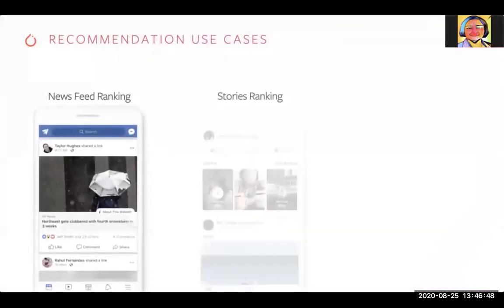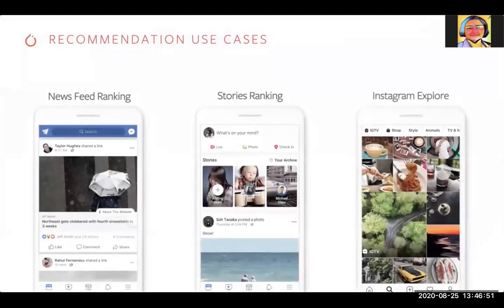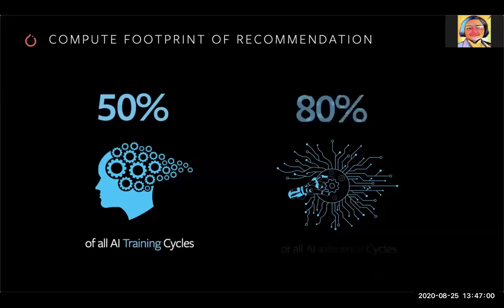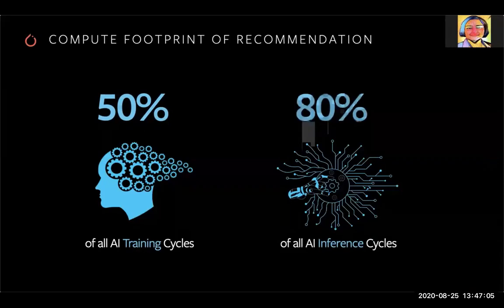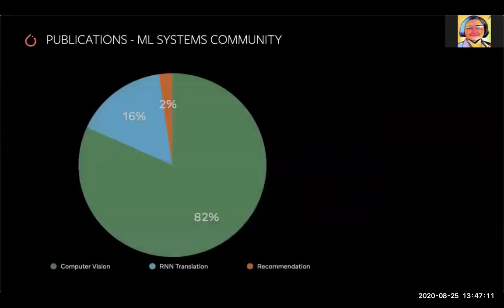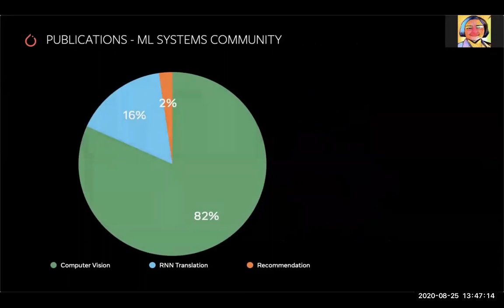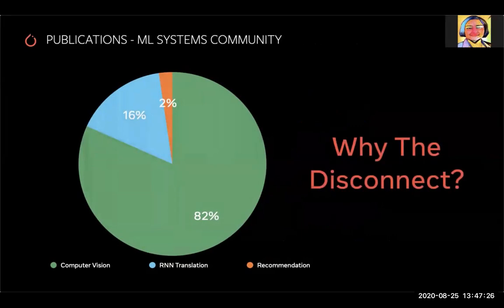At Facebook, we use recommender systems for many of our services, like the newsfeed ranking, the stories ranking, and the Instagram Explore. At Facebook, recommender models comprise almost 50% of all our AI training cycles and 80% of AI inference cycles in our compute clusters. Meanwhile, if we look at the research community, the papers published in top systems conferences in the past 4 years, things look much different. So there is a big disconnect between the areas where the researchers are focusing and what is needed by the industry.